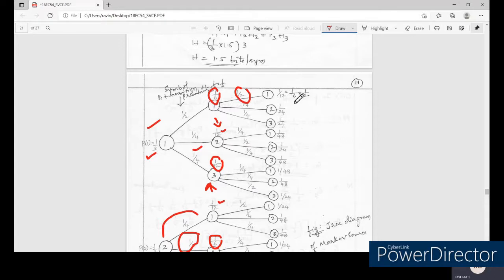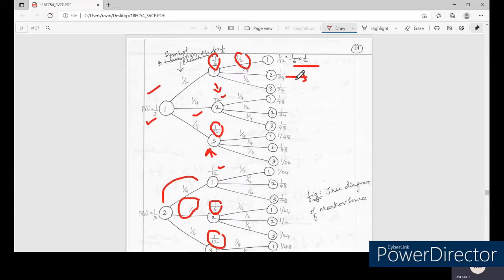So you'll get 1 by 6 into 1 by 2. This is the probability of getting 2 symbols from the Markov source when you go from state 1 to state 1. Next, when you are in state 1 and you emit a particular symbol, you move to state 2. So the probability of getting a message having 2 symbols is 1 by 6 into 1 by 4.